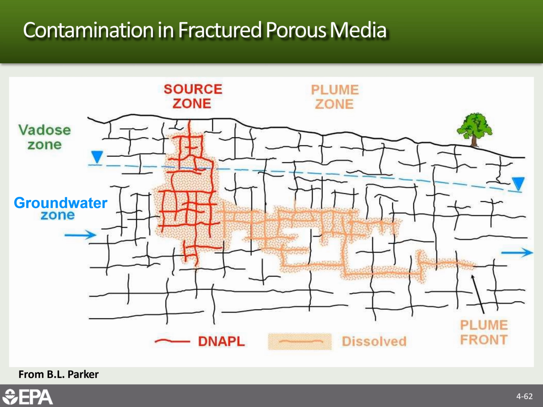if you have a source zone where there's DNAPL into a fractured rock zone, it goes down into these fractures. Some of the DNAPL sorbs into the rock matrix, some of it turns into a dissolved phase plume, and really there's no good way of knowing from the surface where your contamination is.